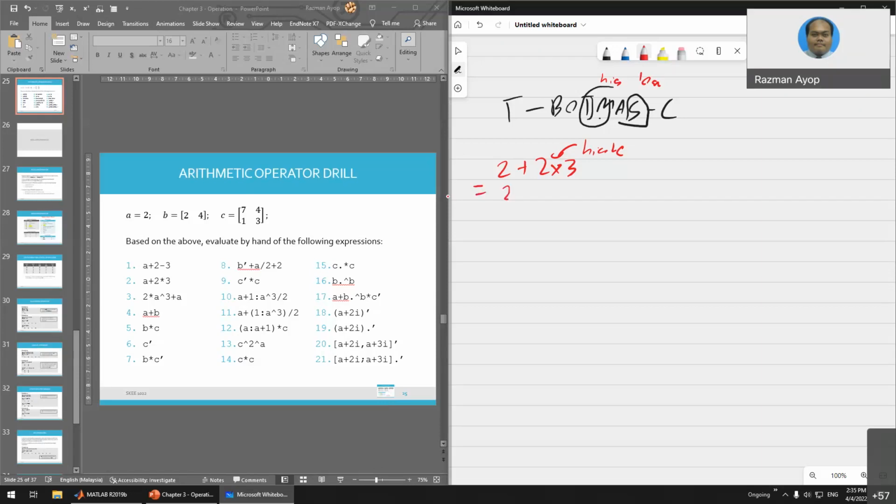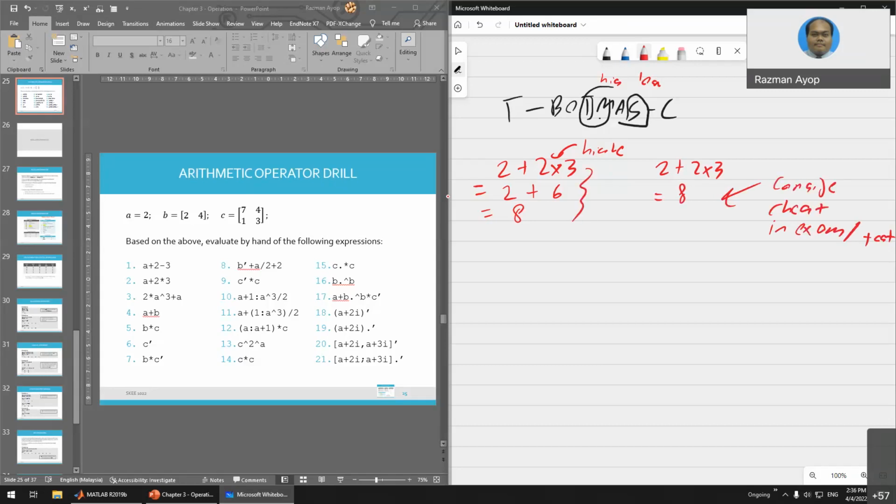So for this case, 2 plus 2 multiplied by 3, which is 6, so 2 plus 6 is 8. If you just type plus 2 multiplied by 3, you automatically get 8. But this one is considered cheating in a test. So make sure to show the working.